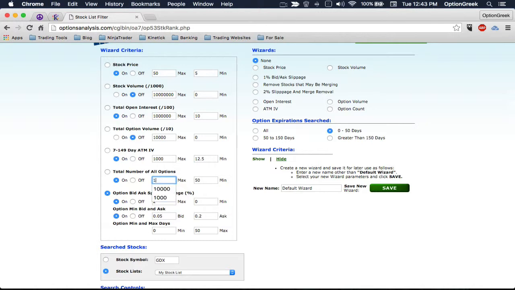So I'm going to set the max to 1,000, and a lower limit of around 300. If you have stocks that have just a few option strikes trading, they're going to be in that low range, and we're probably not going to want to see those anyway. And I think the rest is good.